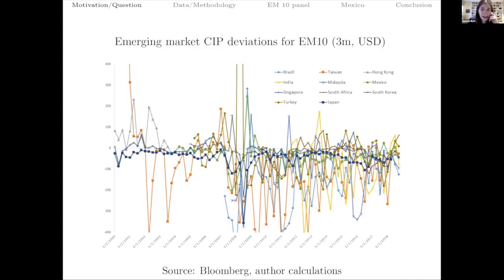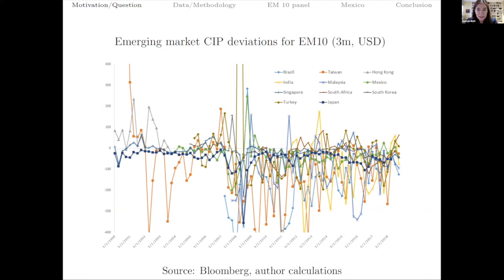So first, apologies for the spaghetti diagram. This is documenting CIP deviations for 10 emerging market currencies, and this is going to be the deviation at the 3-month tenor. I chose these currencies based on BIS data to find the most commonly traded emerging market currencies, and also some data limitations. So there are 10 that I focus on.